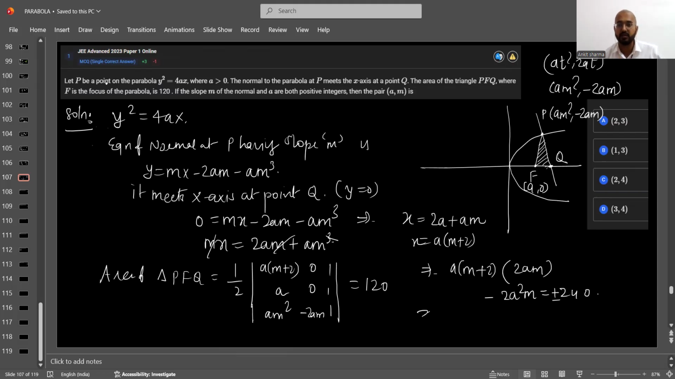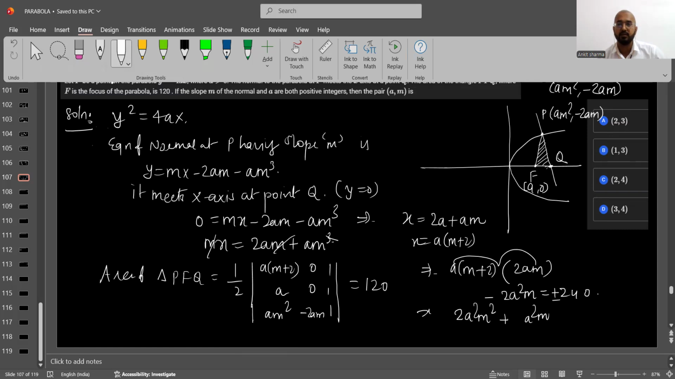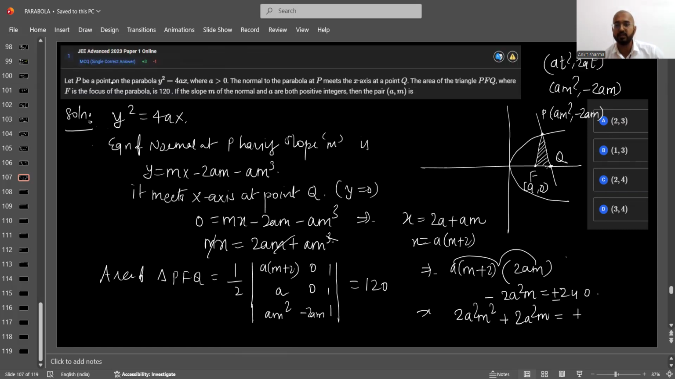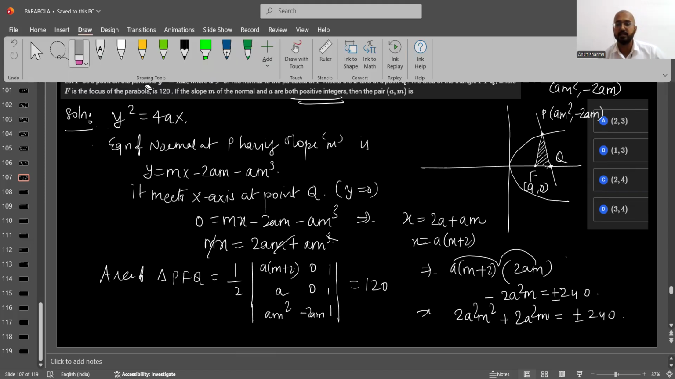So if I solve this together right here, I'm going to have 2a, that means 2a square m square, and then plus 2 into 2, 4a square m. I just have multiplied this one here. So 4a square m, and here this is 2a square m. That means I'm going to have here plus 2a square m is equal to plus minus 240. And now since a and m are given to be positive integers, there is no point of having minus here. So I need to only solve for plus 240 as a and m are positive.